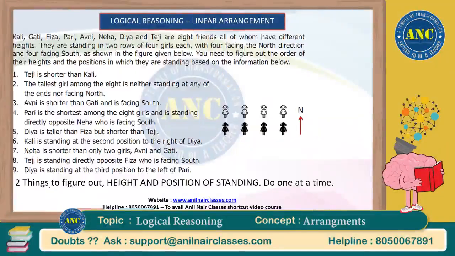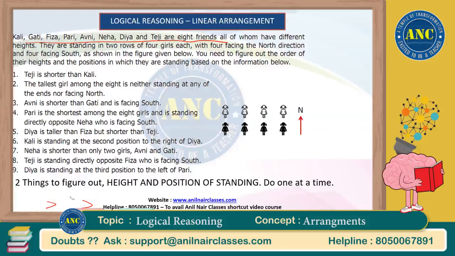Coming to the second scenario of linear arrangement, the second type of linear arrangement, I should say, which is north facing and south facing. These are 8 girls, 8 friends, all of whom have different heights. They are standing in 2 rows. Sometimes we talk about height, sometimes floor, sometimes even ranks. In all the cases we'll use these signs to figure out such cases.